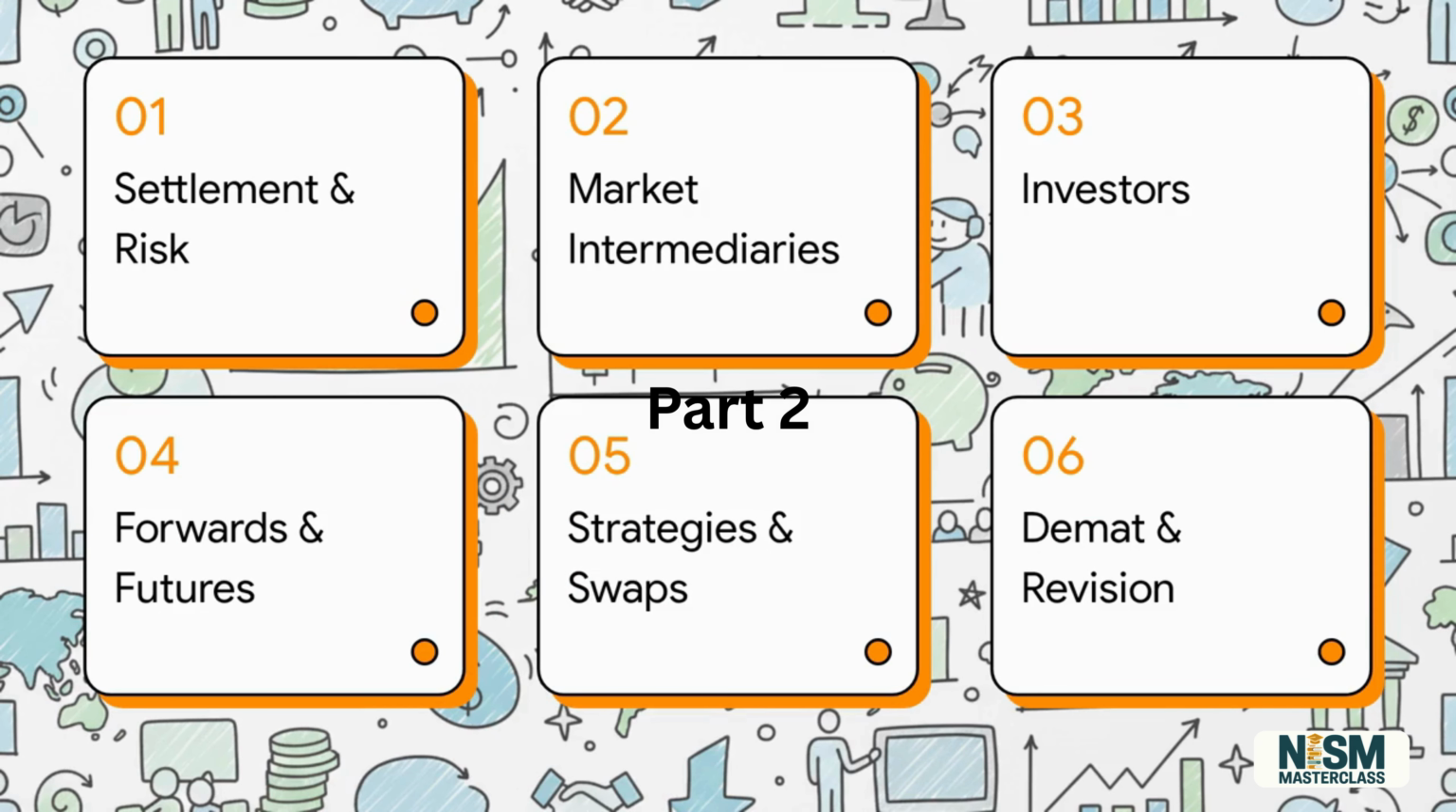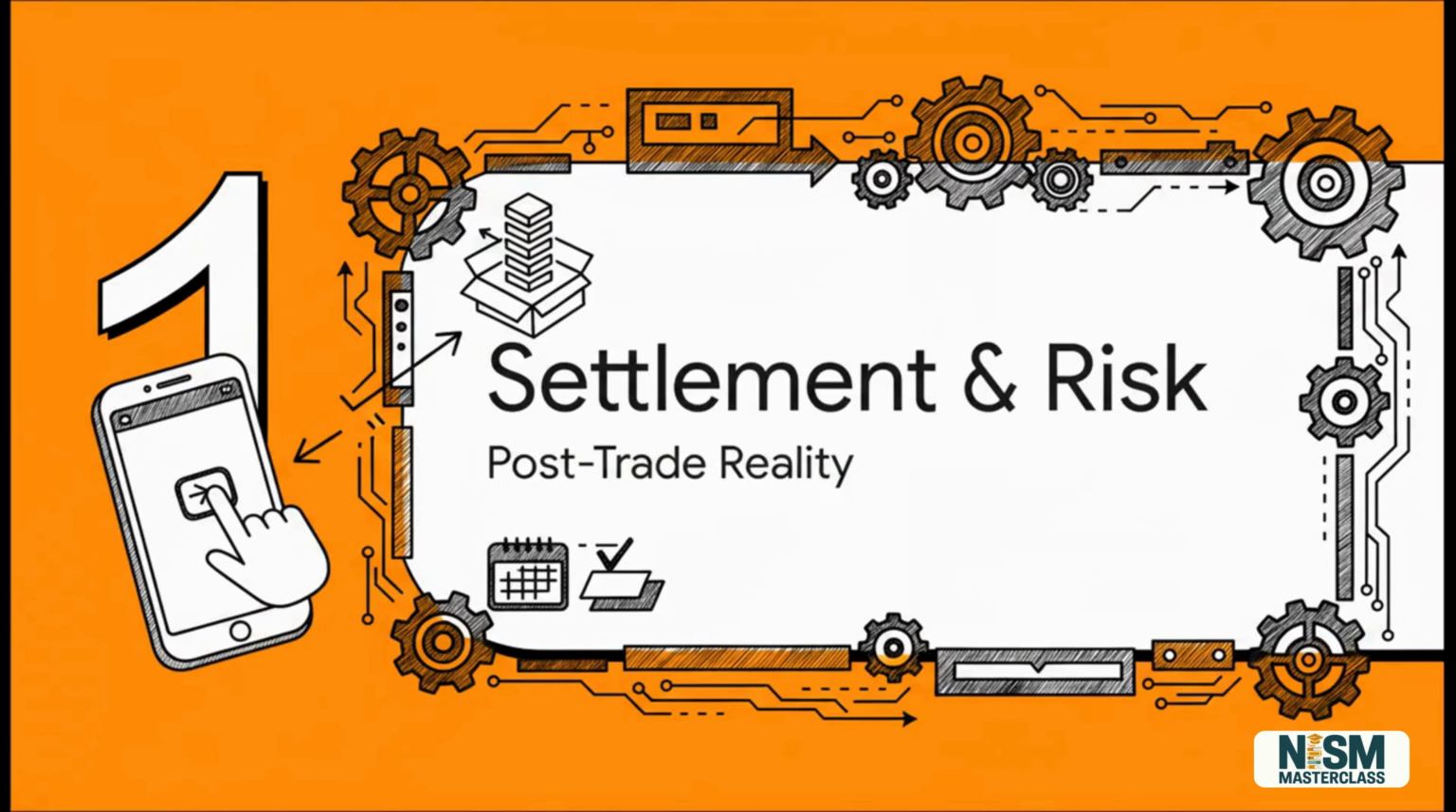Here is our roadmap for today's explainer. We're running through trade settlement and risk, market intermediaries, investors, the big world of forwards, futures, and options, market strategies and swaps, and finally, DMAT and a quick revision. All right, let's get into Section 1, Trade Settlement and Risk. This is the post-trade reality.